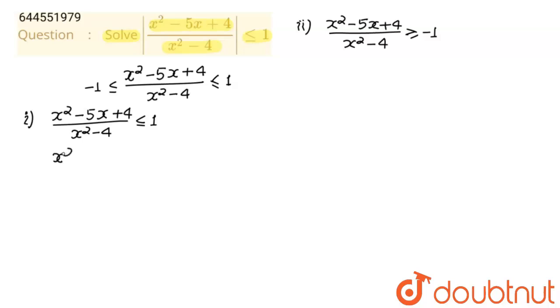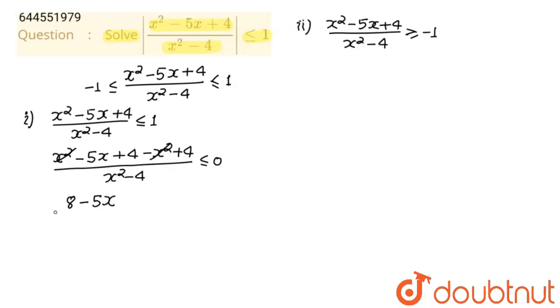So what will we get? x square minus 5x plus 4. We'll bring 1 this side and take the LCM of both the terms. We'll get x square minus 4, and 1 will come this side as minus 1, so this will be minus x square plus 4, less than or equal to 0. Okay, students? These will get cancelled out and this will become 8 minus 5x in the numerator. In the denominator, we'll factorize and write x minus 2 into x plus 2, less than or equal to 0.